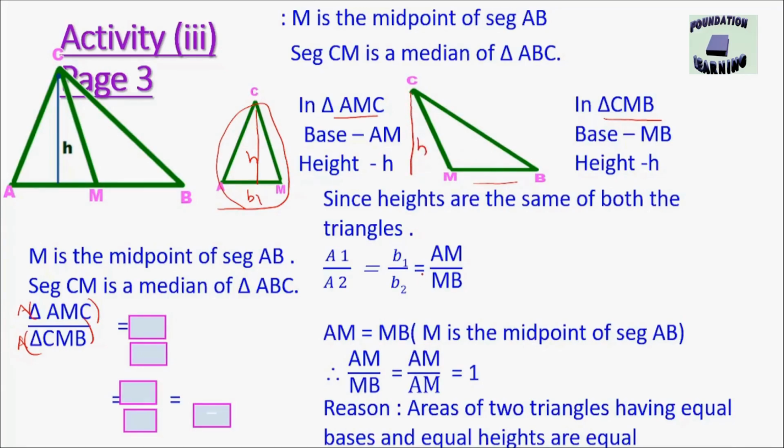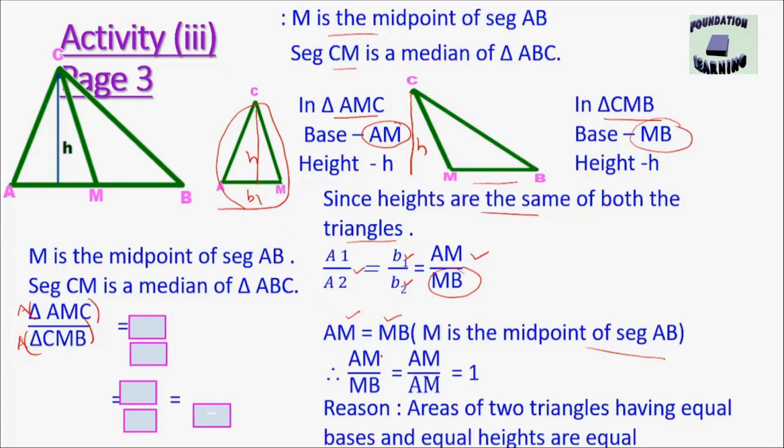This will be H. Now since heights are the same for both the triangles, which formula will we take? A1 upon A2 is equal to B1 upon B2. Now what is B1? B1 is the base of the first triangle, that is AM. We have written AM here. And what is B2? B2 is the base of the second triangle, which is MB. We have written MB here. Now AM is equal to MB because M is the midpoint of seg AB. Why is M the midpoint? It's given M is the midpoint, and not only that, seg CM is the median of the triangle. When we have a median, that means it is connecting with the midpoint.